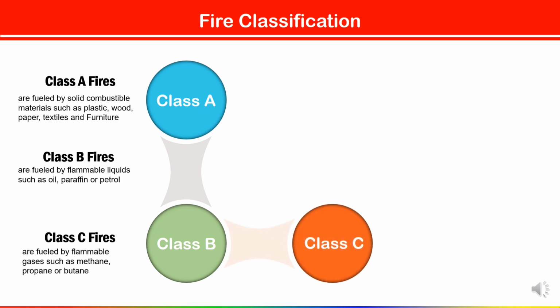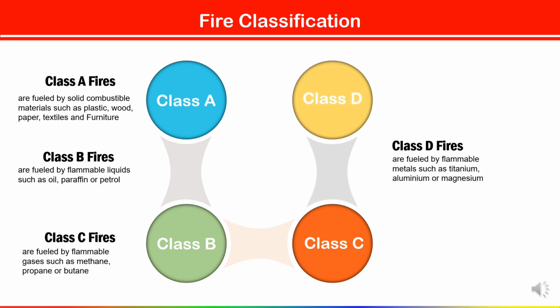Now the next type is class C fire. Class C fires are fueled by flammable gases such as methane, propane or butane. After that, the next one is class D fire. Class D fires are fueled by flammable metals such as titanium, aluminium or magnesium.